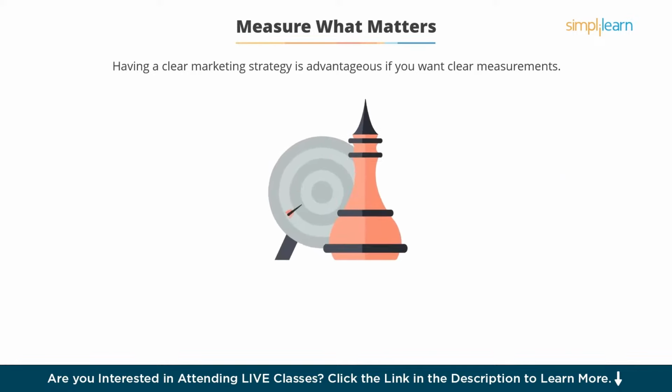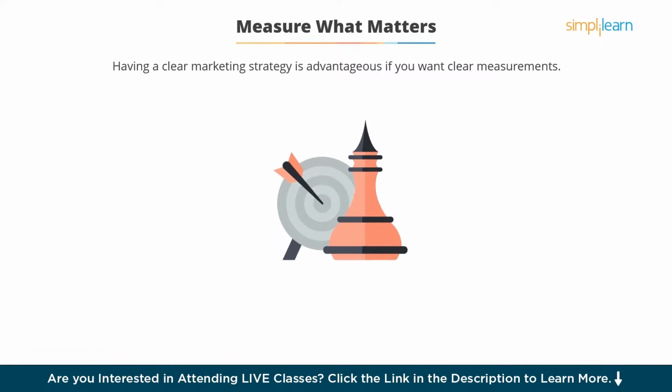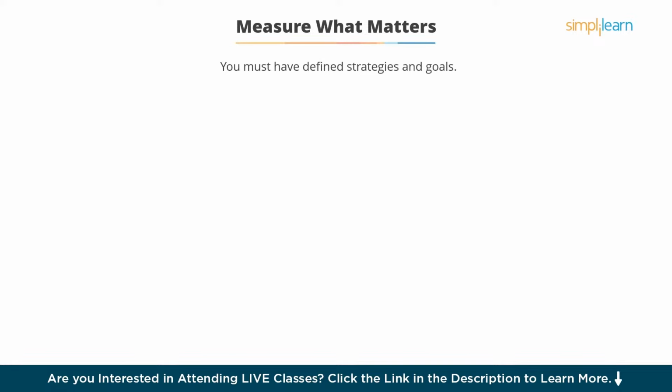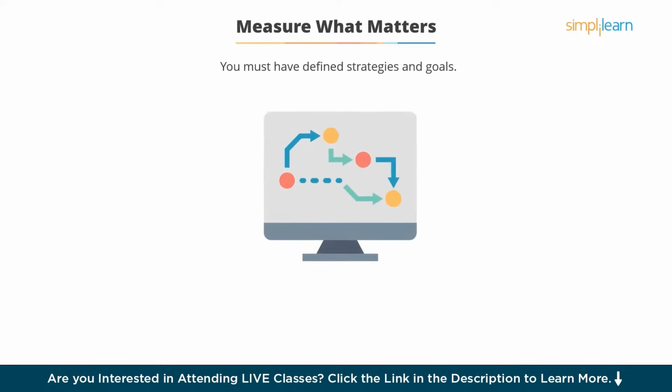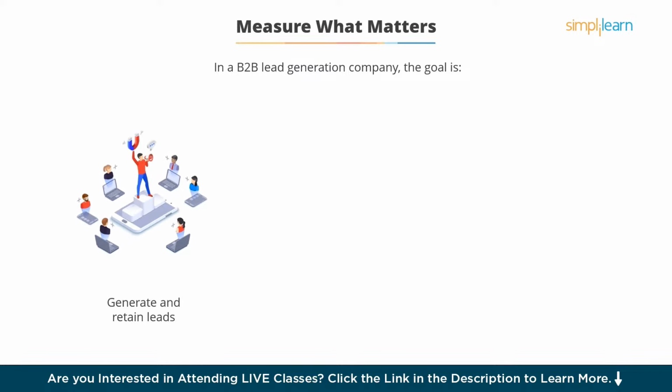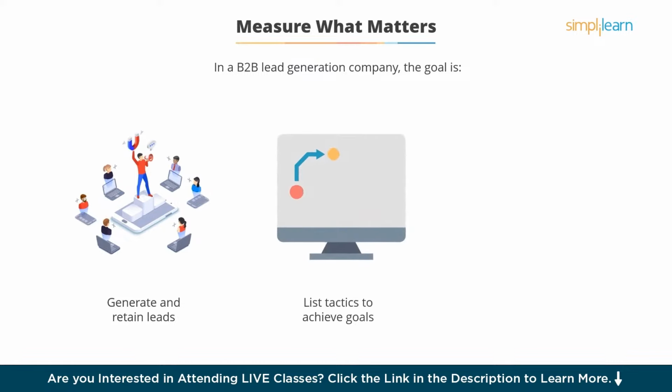This is the advantage to having a clear marketing strategy. The more your strategy is measurable and defined, the easier it will be to develop true measurement and guidance for your campaigns. You should have defined your strategy and the goals that you made to meet that strategy. In the example, B2B lead generation company, our primary goals here are lead generation, which leads to sales, and also retention. Then we list tactics that would help us achieve those goals.